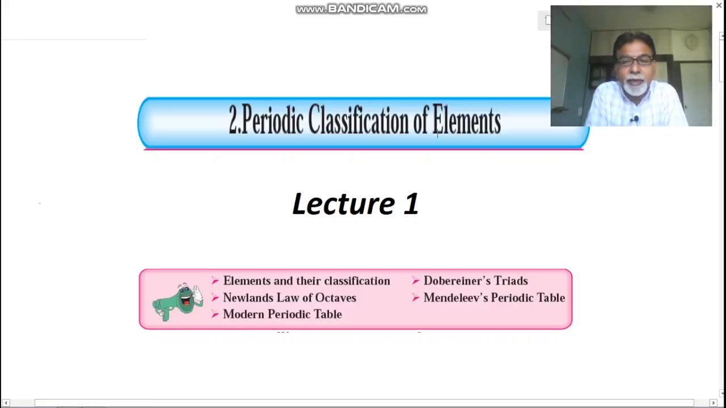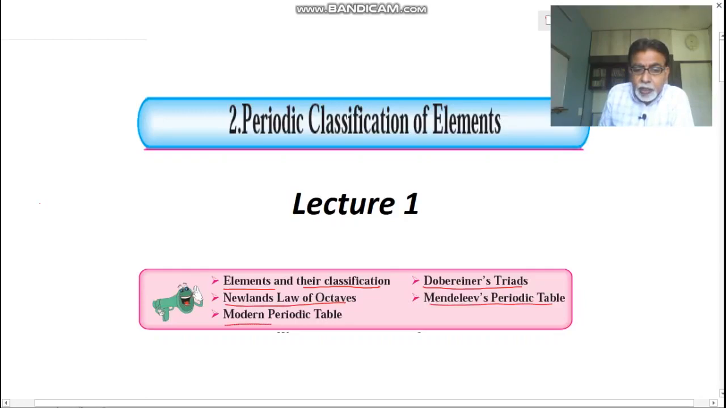Hello students, welcome back. Now we are starting a new chapter of Science, Standard 10, and this new chapter is Periodic Classification of the Elements. What we'll discuss in this chapter, let's know that. At first we'll understand about elements, which we already discussed in an earlier standard, and the need for classification of elements. Then we'll discuss Dobereiner's Triads, Newlands' Law of Octaves, Mendeleev's periodic table and the modern periodic table.